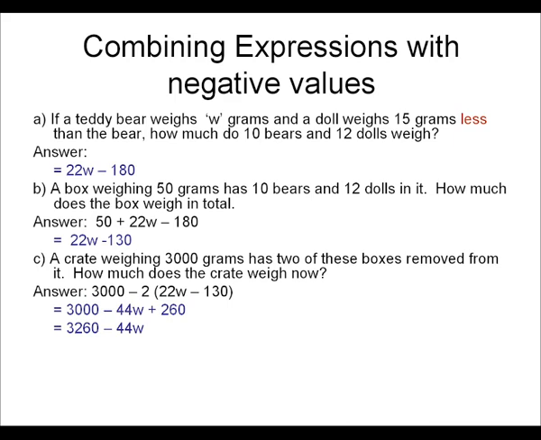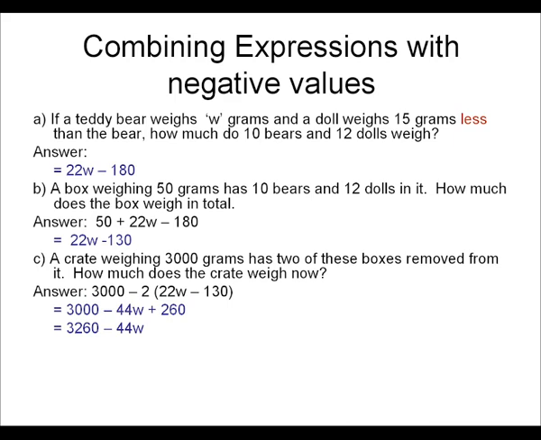The tricky bit now is what happens when you're subtracting this expression for the weight of a box. If we're taking away 2 sets of 22W, we know that's minus 44W. The thing is, what happens now if you're taking away 2 subtractions of 130? Minus 2 of minus 130. And what happens is, if you're taking away a negative value, it's the same as adding. We may have seen this in previous questions when we're adding and subtracting. If we're subtracting a negative value, it's the same as adding. That's an important thing to remember.